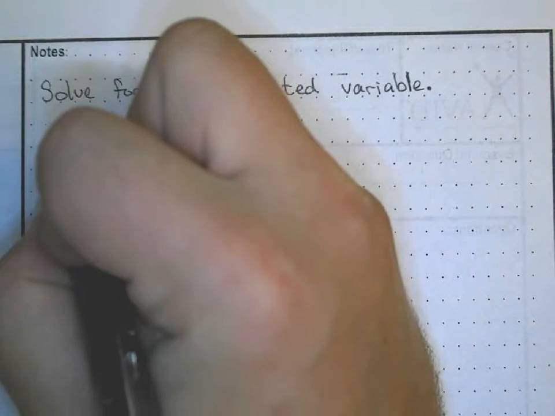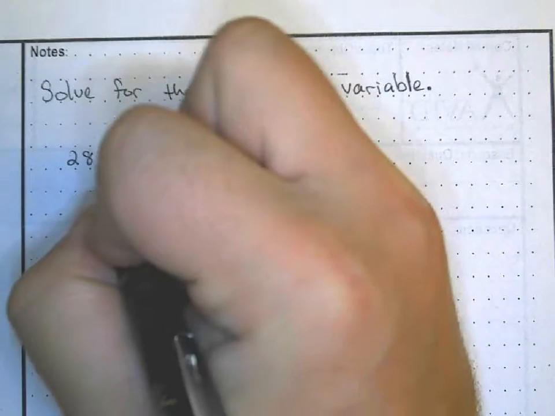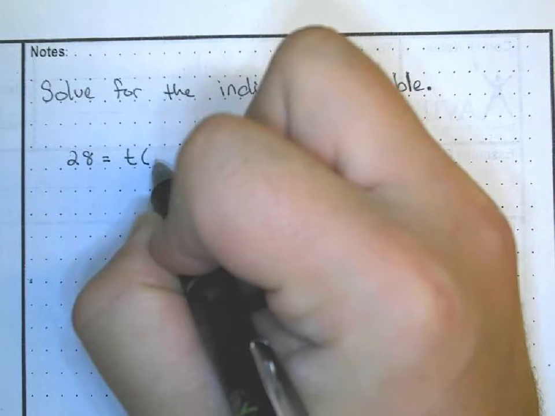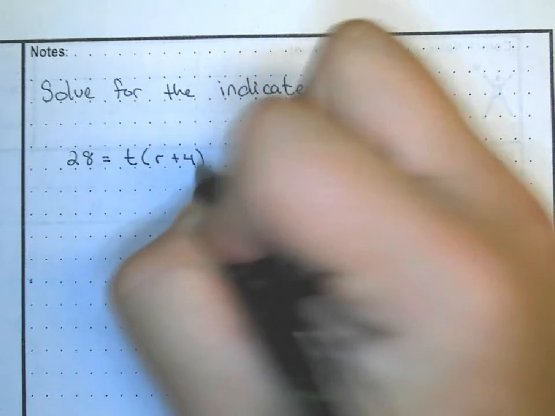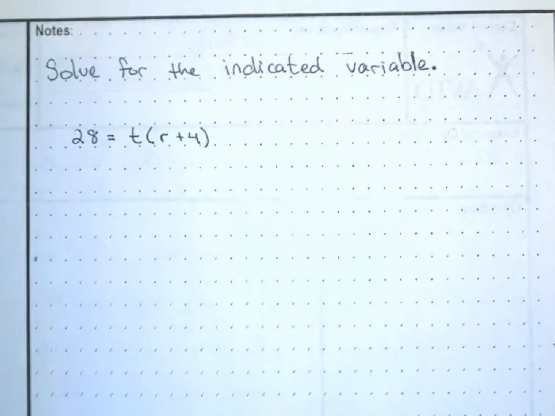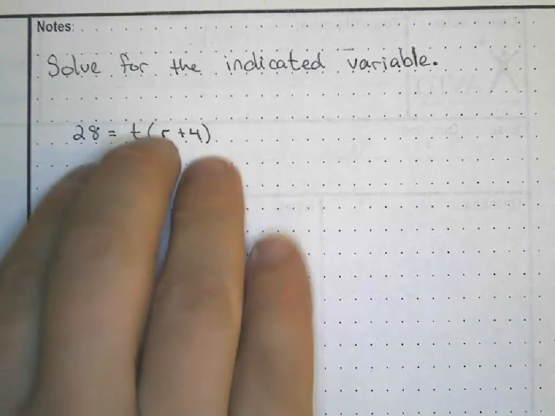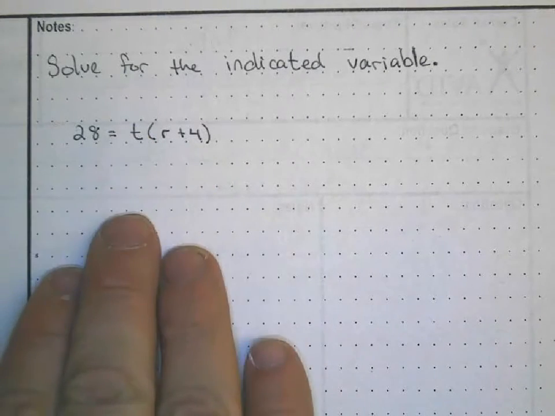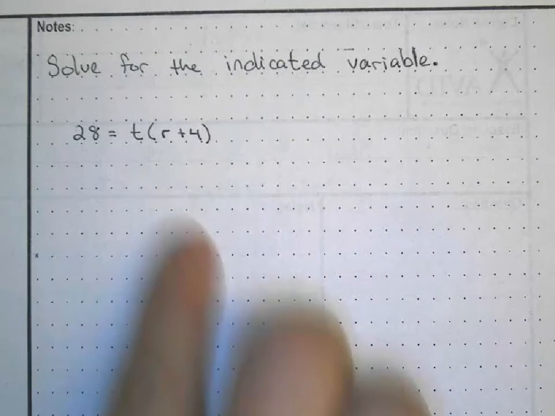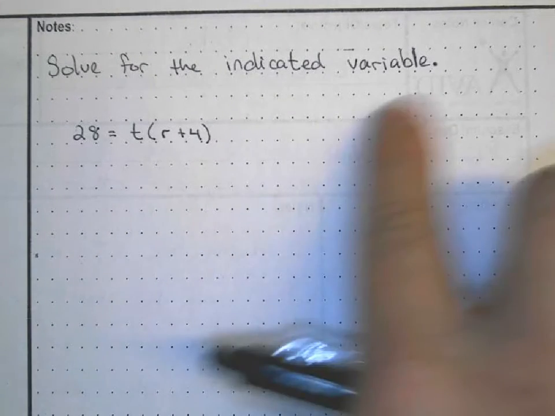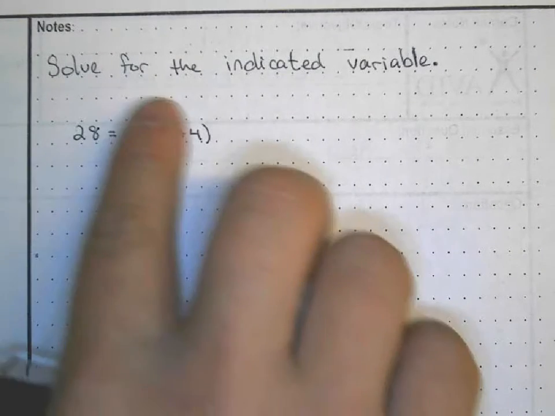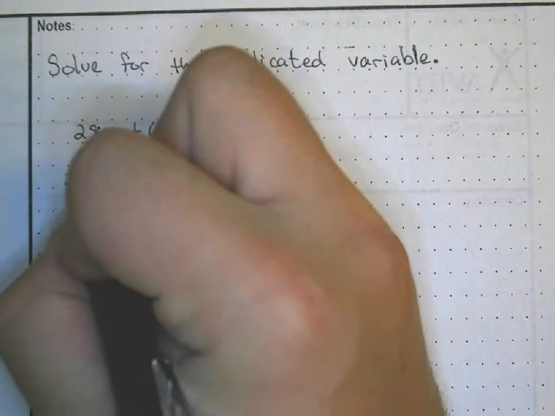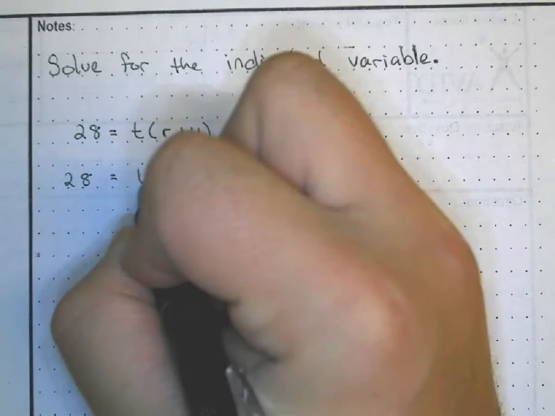So let's say I had 28 equals t times r plus 4. On this left-hand side, when I do an example, we're going to recopy the problem so we can see how it starts, and then we'll see our steps. When you do it on your own, you don't have to recopy the problem. You can just start working on the original problem. So I'm going to recopy the problems, then we can see how the steps kind of unfold.